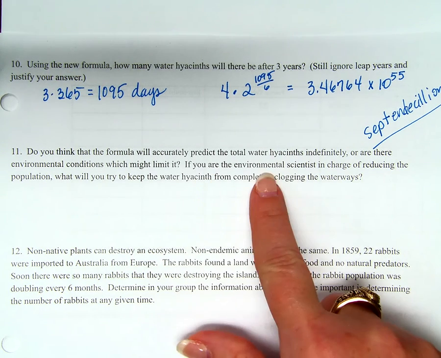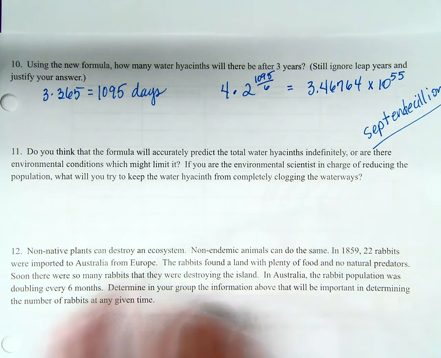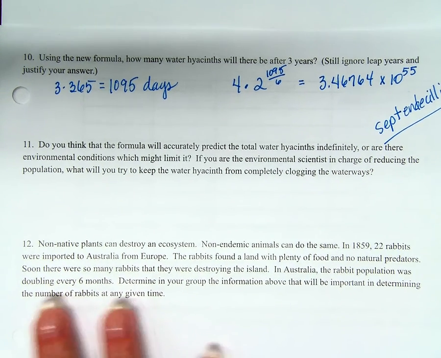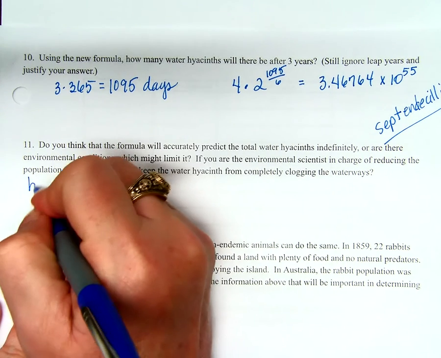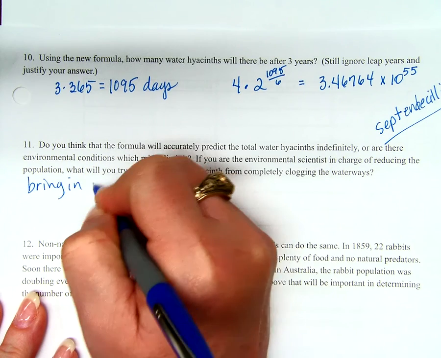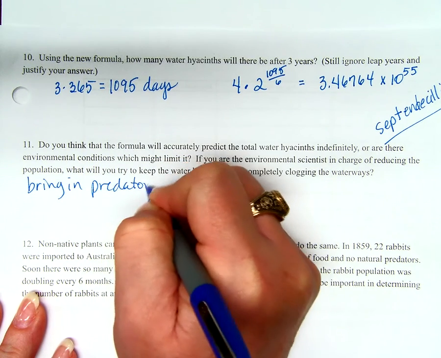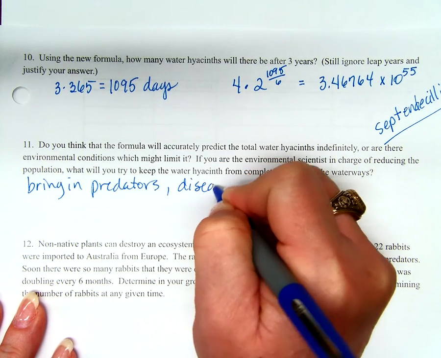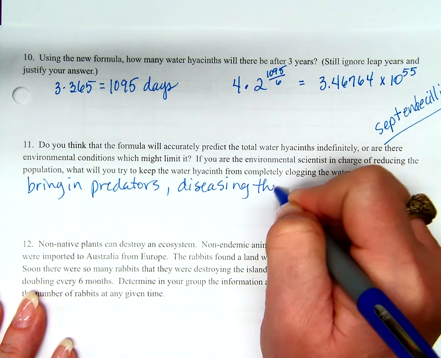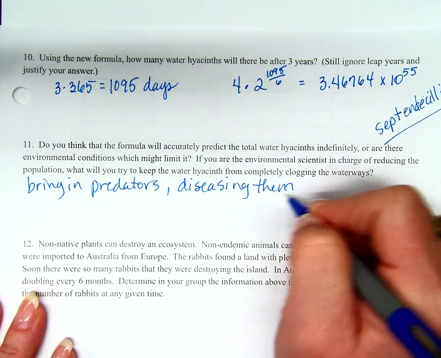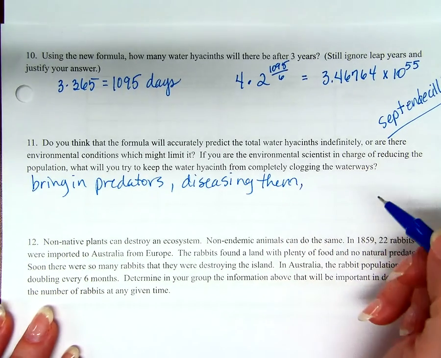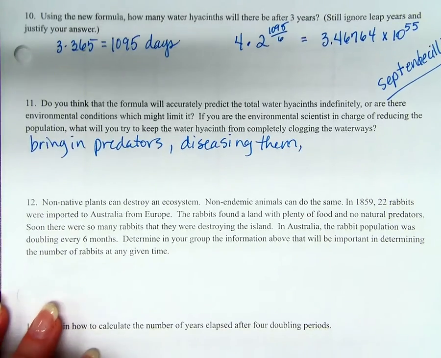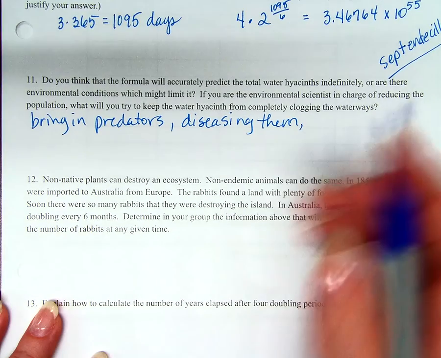If you are the environmental scientist in charge of reducing the population, what will you try to keep the water hyacinths from completely clogging the waterways? Bring in predators. Diseasing them? Is that what you said? We would try to diseasing them. What else would we try? Would we think about trying? Burning them?